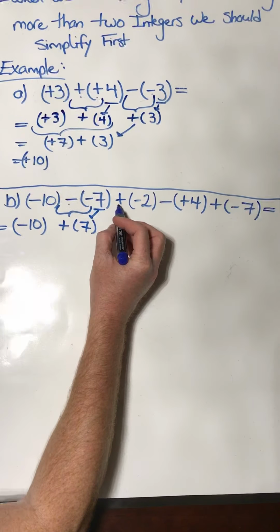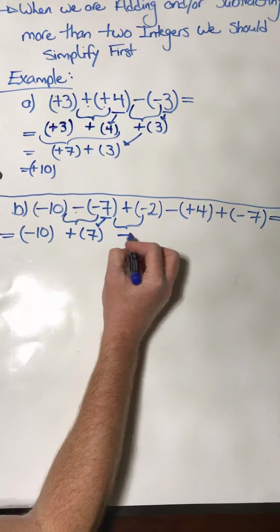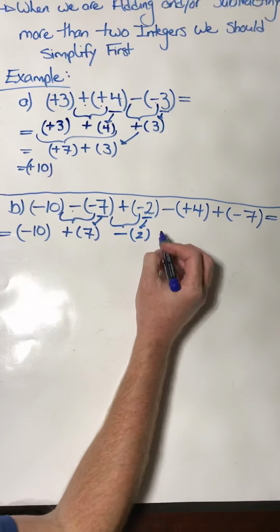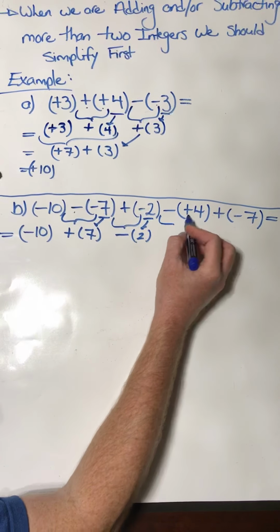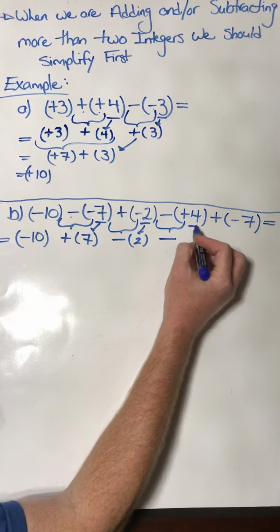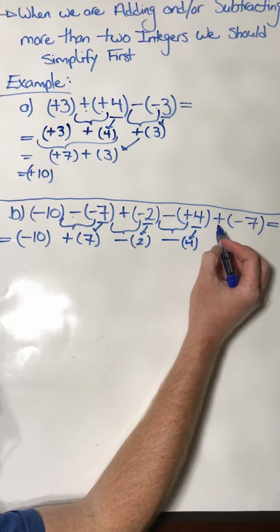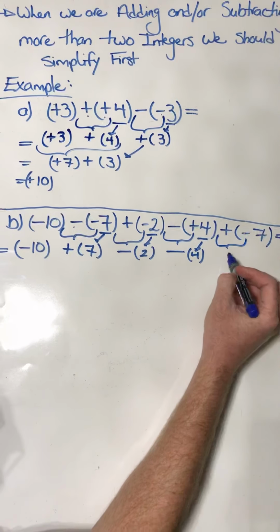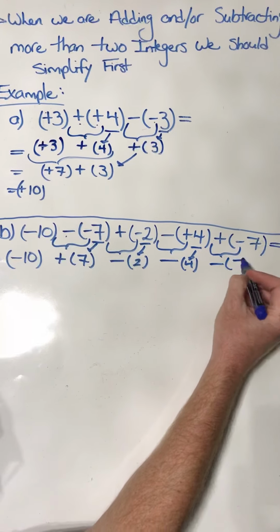I look at the next one, I see the signs positive and negative. They're opposite, so I'm going to subtract the number. So subtract 2. I go to the next one. Signs are different, so I'm going to subtract the number. And finally, the last one here, again, the signs are different, so I'm going to subtract the number.